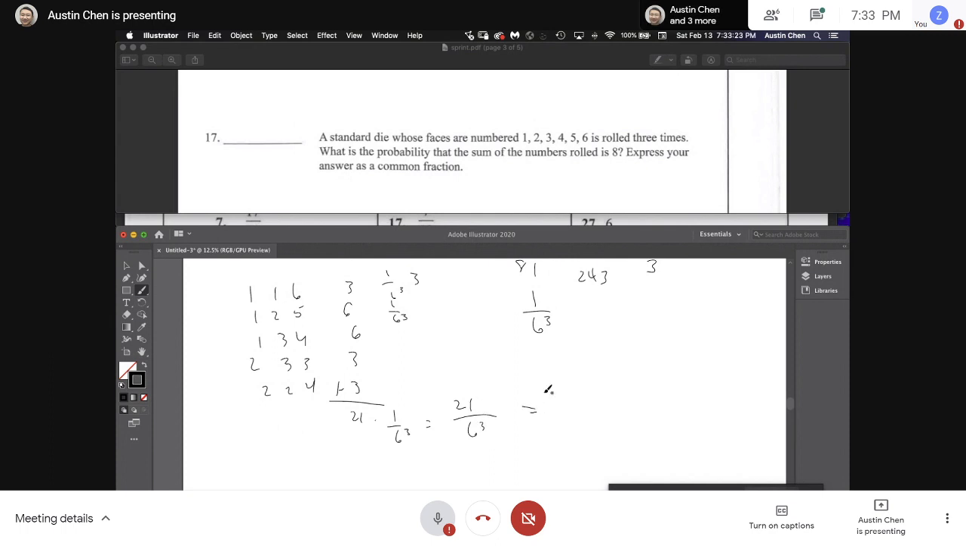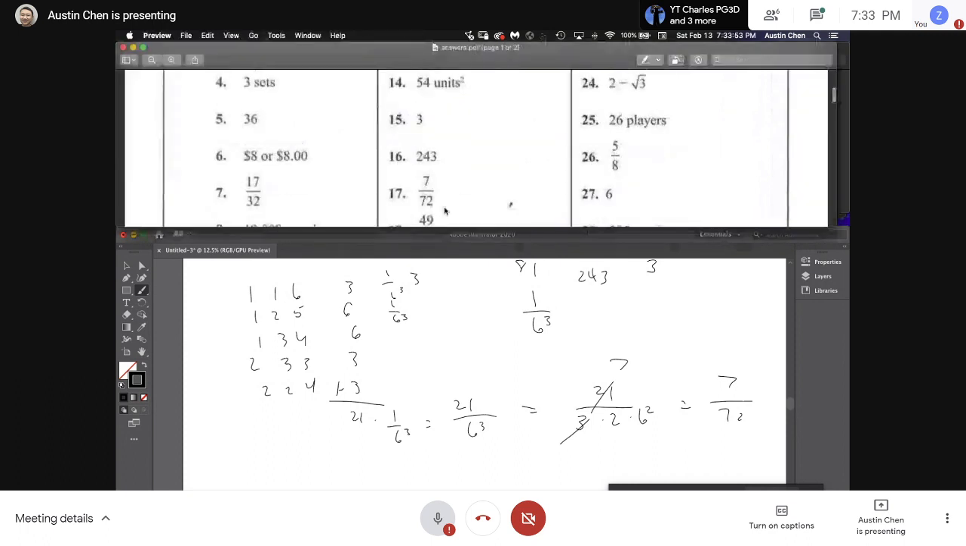And then we can take out a 3 from 6 cubed, and then we have 3 times 2 times 6 squared. And then cancel this with 3 from 21. So then we have 7. So then we have 7 times 2 times 36, which is the bottom is what, 36 times 2, which is 72. Okay, so then our answer is 7 over 72, and that's correct.